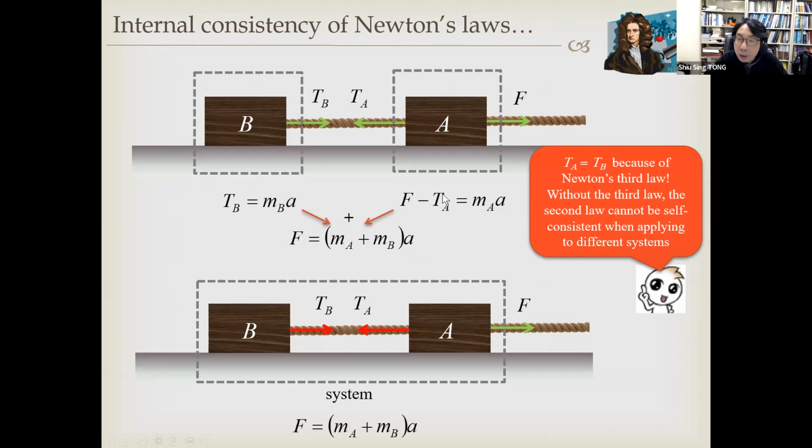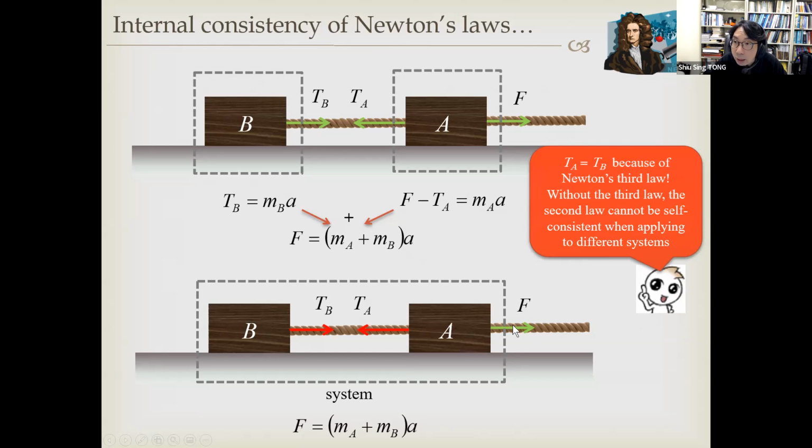If you add up these two equations with the condition that TA is equal to TB, then they just cancel on the left-hand side. And you will find that the force F is equal to MA plus MB multiplied by the acceleration A. But this is exactly Newton's second law applied to the two bodies as a whole. Why? Because if we assume that now the system includes both bodies, the total mass of the system is MA plus MB.